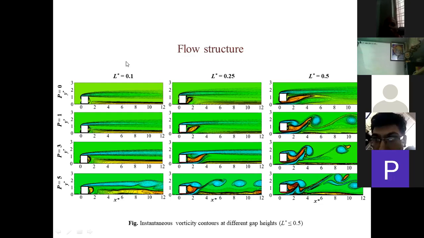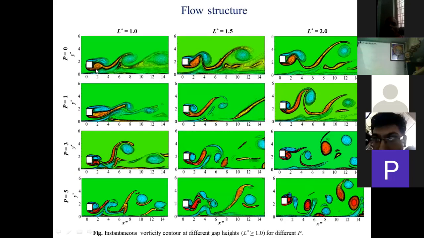And further, if we increase the height of the cylinder from the wall, you can now see regular vortices are observed, and the vortices from the lower side of the cylinder are stretched. So if we further increase this L star, I mean the gap of the cylinder from the wall, and the nonlinearity at the inlet, the flow becomes more complex, and regular and stretched vortices can be seen.